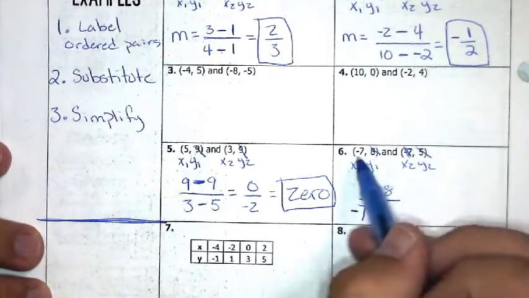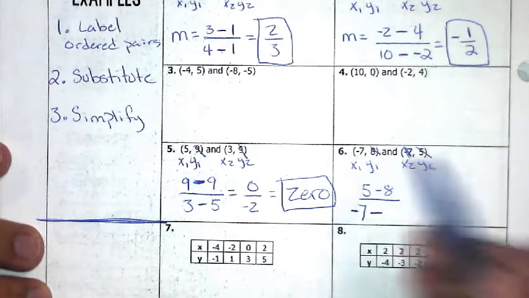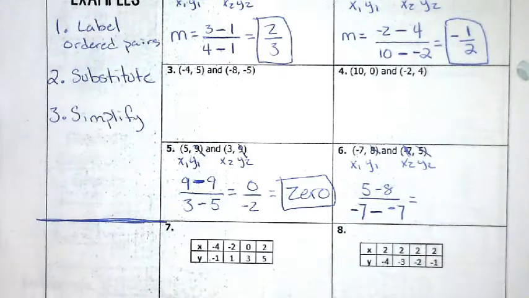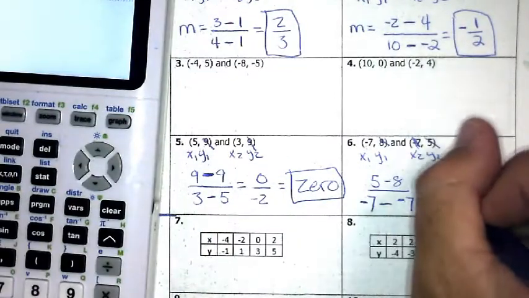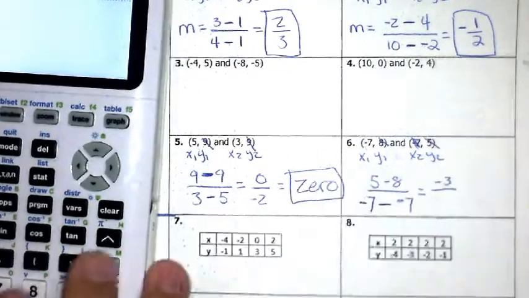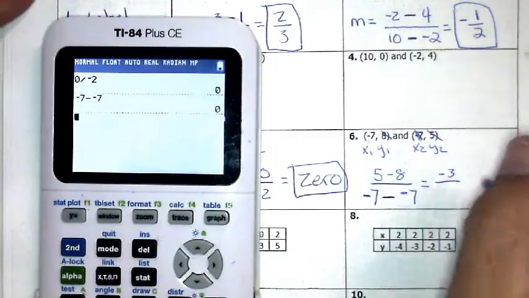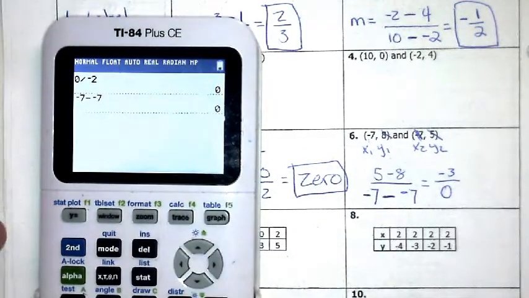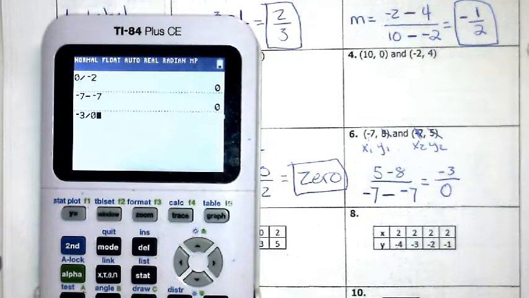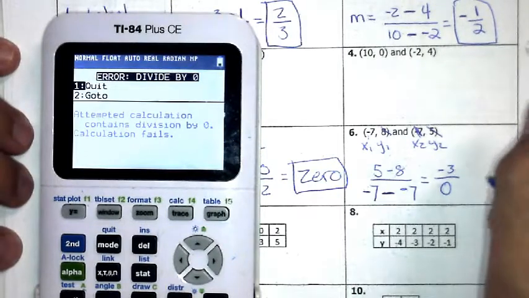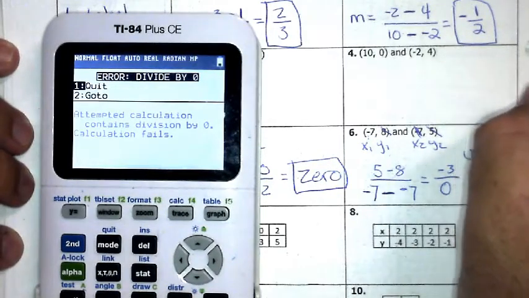Okay. So 5 minus 8 gives you negative 3. Negative 7 minus negative 7 gives me 0. If I do negative 3 divided by 0, what's the calculator going to do? Error. Okay, it's going to be an error. So anytime I have an error, my slope is undefined.